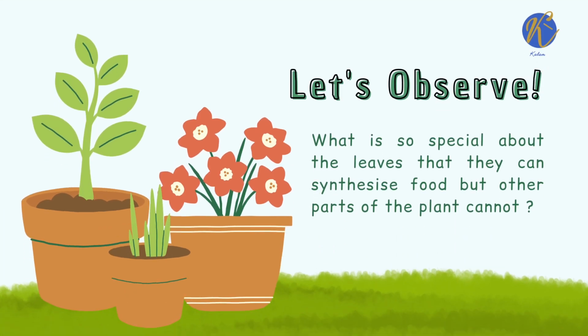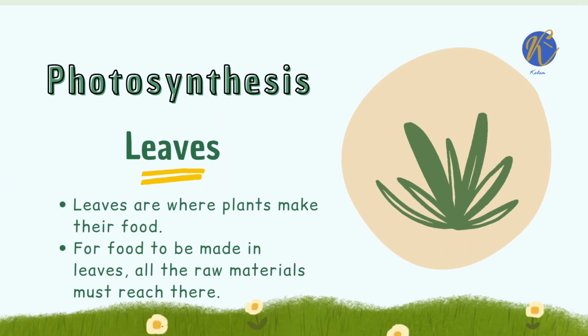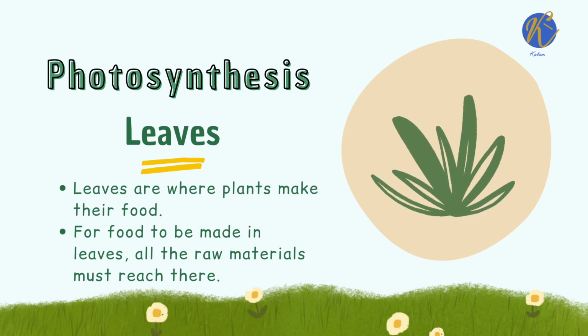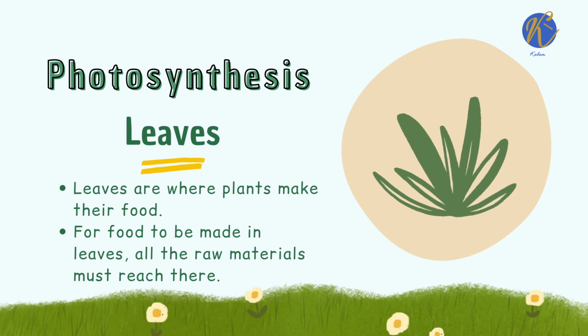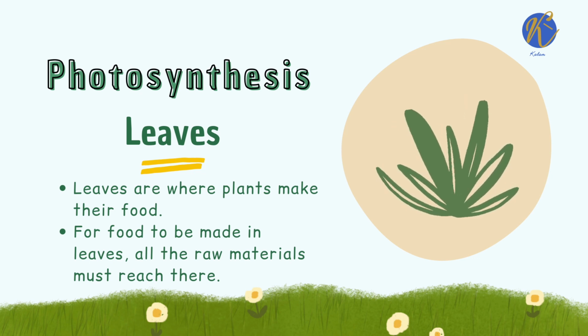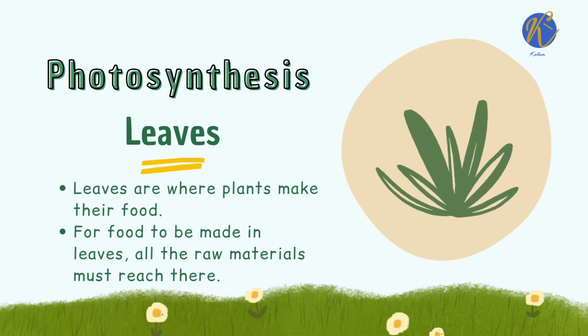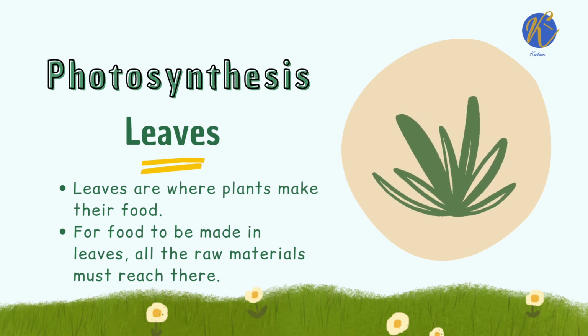What is so special about the leaves that they can synthesize food but other parts of the plant cannot? Have you heard about photosynthesis? Let's understand what it is. Photosynthesis is a process by which plants make their own food. Leaves are where plants make their food.